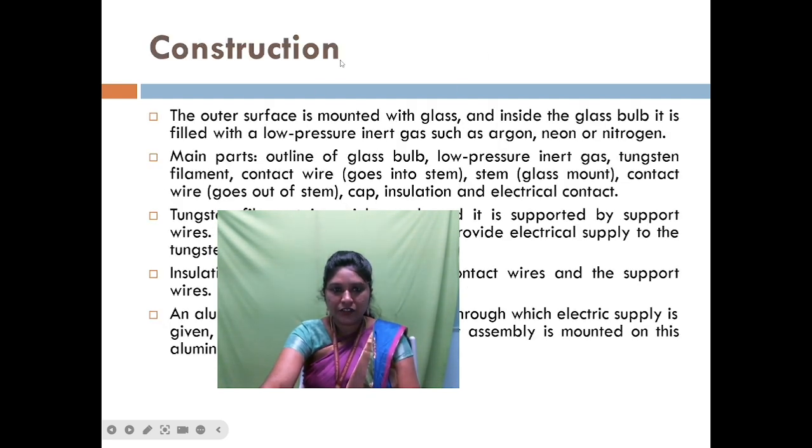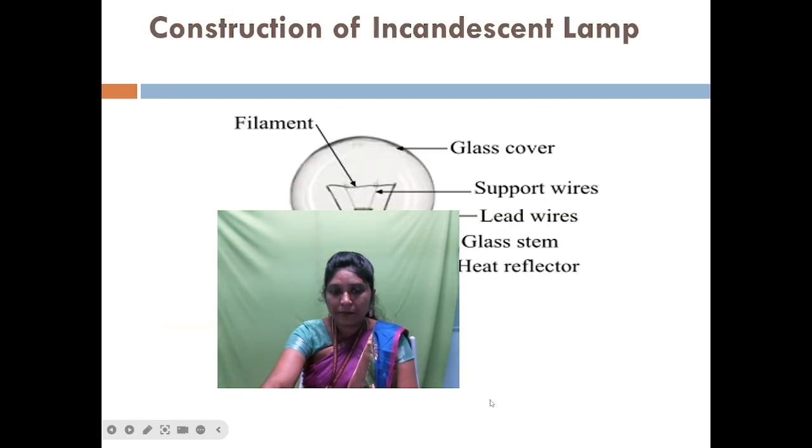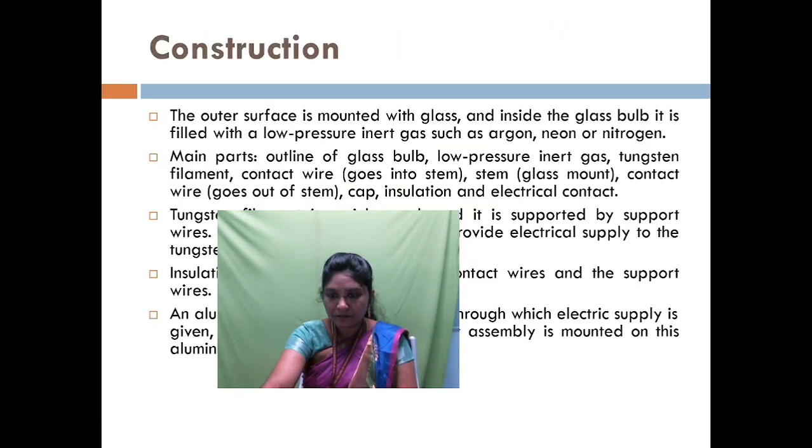So already we have discussed the construction. There is an outer surface called the glass bulb, and inside the glass bulb it is filled with an inert gas. The inert gas may be argon, neon, krypton, xenon, or nitrogen. Insulation is provided between the contact wires and the supporting wires, and there is an aluminum cap at the base. It is provided as the support and is connected to the external supply. The entire filament and support assembly is mounted on this aluminum cap.